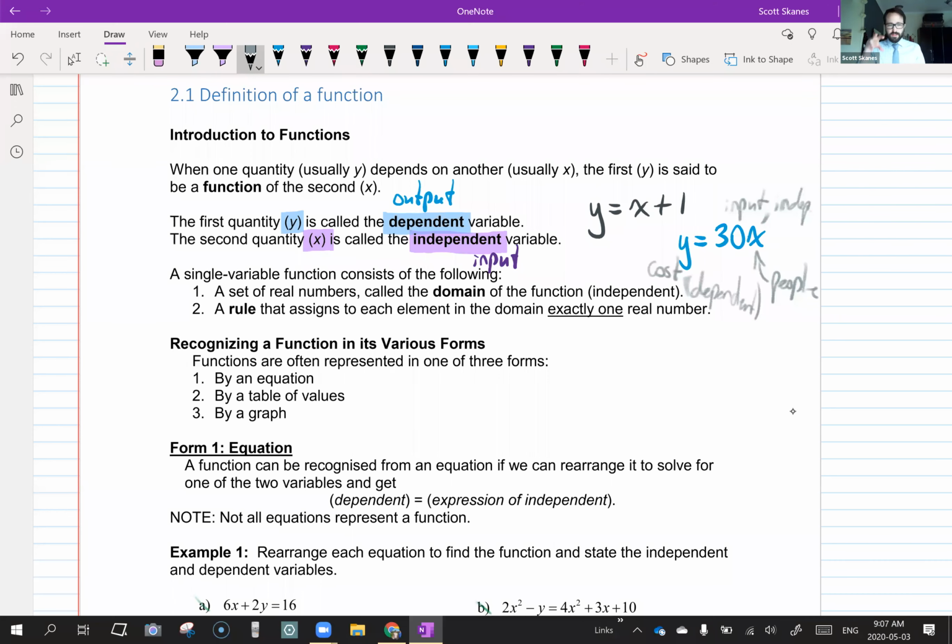Functions are just ways of taking inputs and giving outputs, and there are 3 main ways that we can represent them. Equations, that's the first way. This is what I've been showing you this whole time. Table of values, which I'm sure you've seen before. It looks like this. You put x's in, what is the y? You put another x in, what is the y? And then, of course, graphing them.